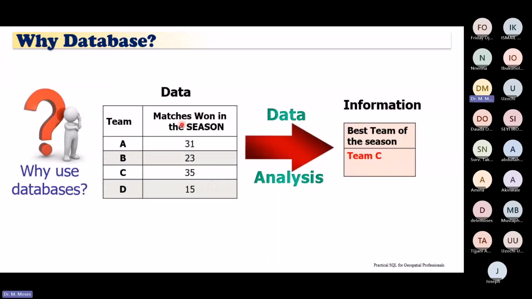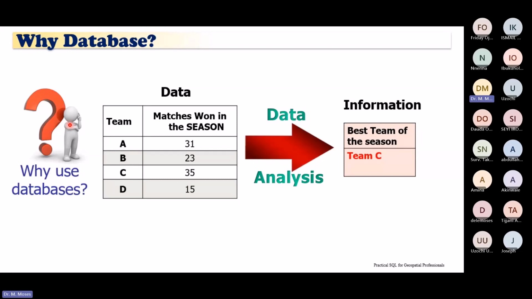Here we have a data set of teams and the number of matches they won in the season. Just looking at this table, you'll be able to tell which of the teams is considered the best team. How? From this data set, you discover that Team C won 35 matches. So if we go by the number of matches, when asked which team is considered the best team for the season, we can easily say Team C because of the data we have gathered.